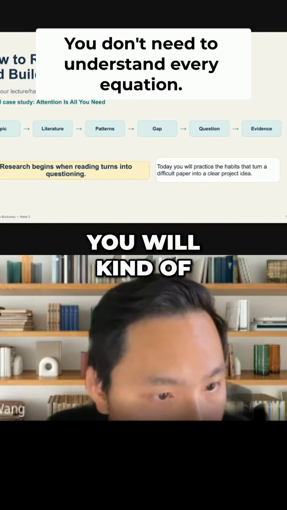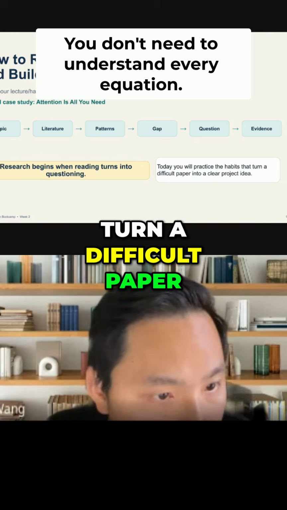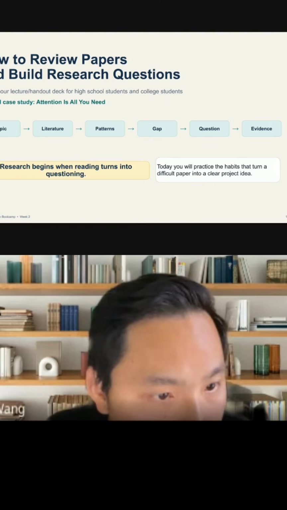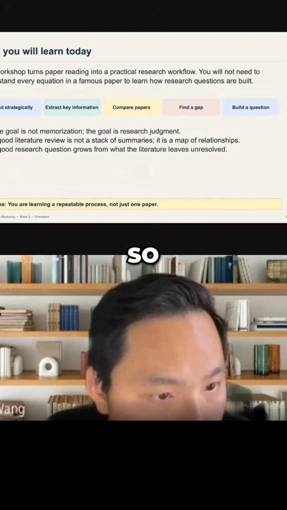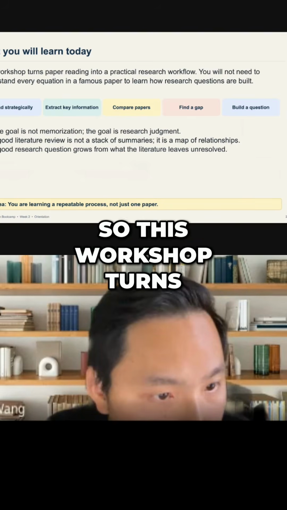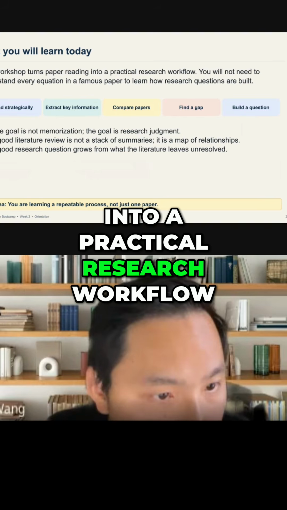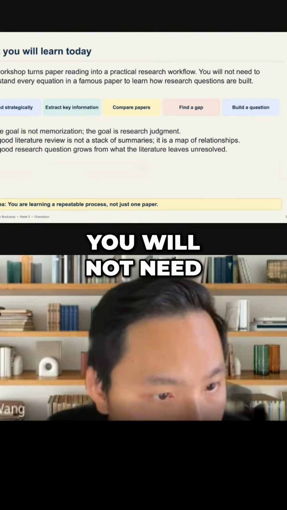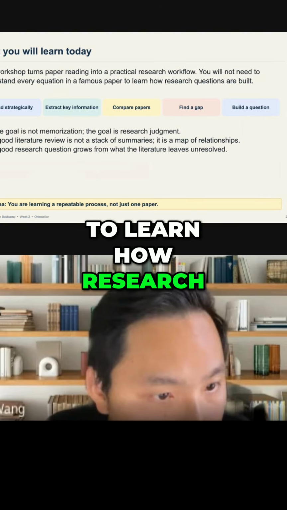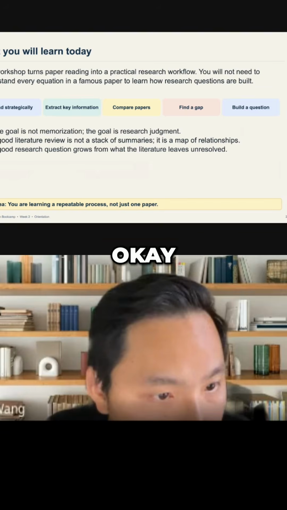Today you will practice the habits that turn a difficult paper into a clear project idea, something like that. So I'm going to summarize what you will learn today. This workshop turns a paper reading into a practical research workflow. You will not need to understand every equation in a famous paper to learn how research equations are built. This is a very important point I want to emphasize.